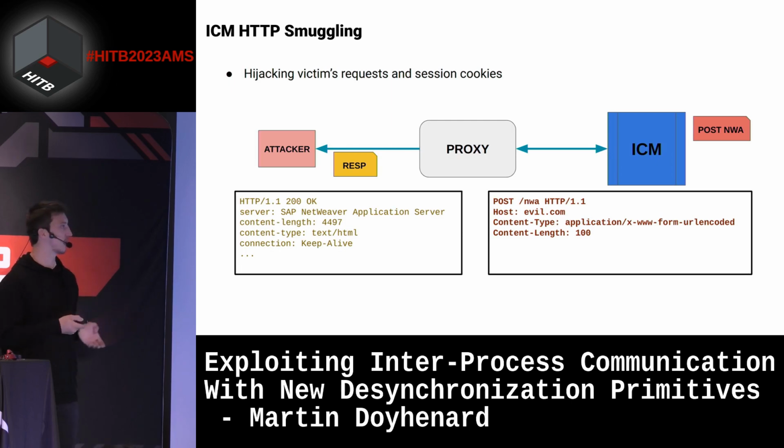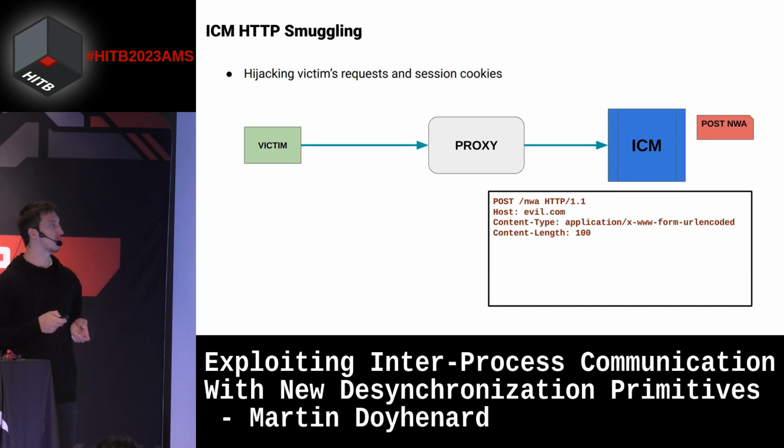What is important is that we left something in the ICM, and that is a POST to NWA with the host being evil.com. That is something we control as an attacker. And with a content length of 100, but we didn't send anything in the body. So the ICM will wait for more data before it is able to complete this request.